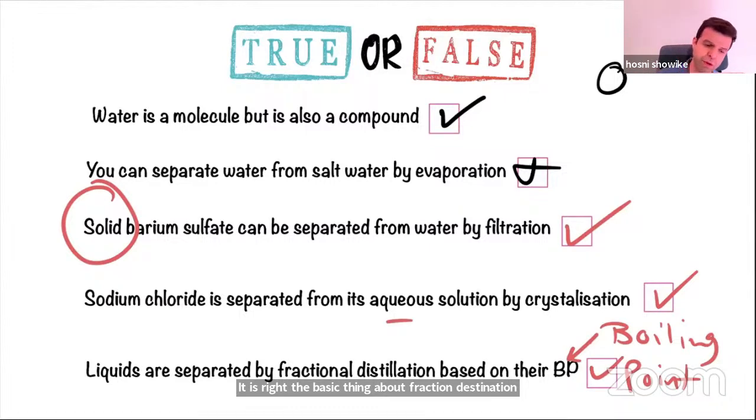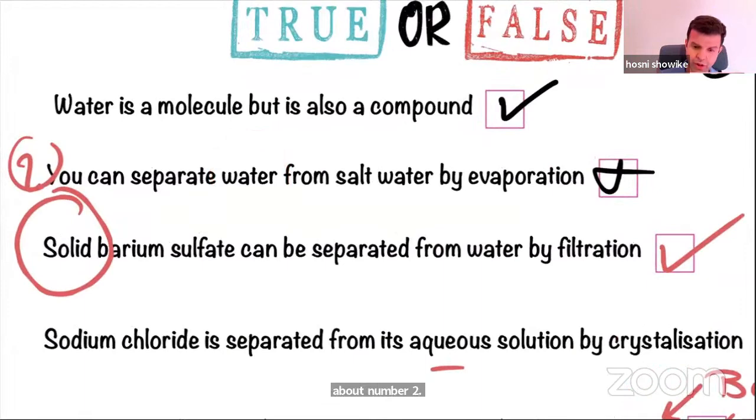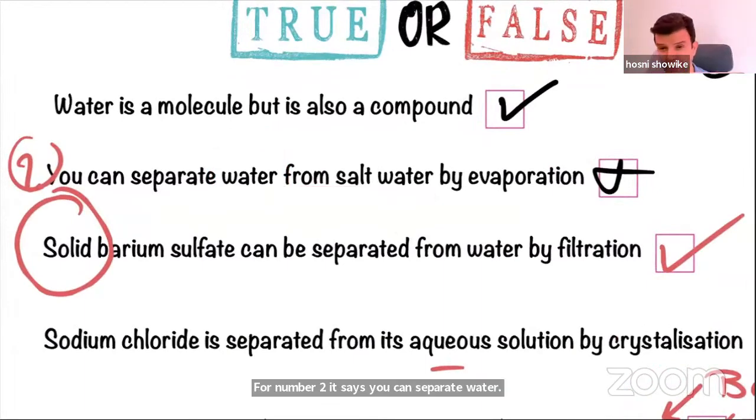Someone's asking me about number 2. For number 2, it says you can separate water from salt. It's implying that you can get the water from salt water by evaporation. I told you, if you are interested in the water, then don't evaporate it. If you're interested in salt, do evaporation. If you're interested in the water, what should you do? You should do simple distillation.